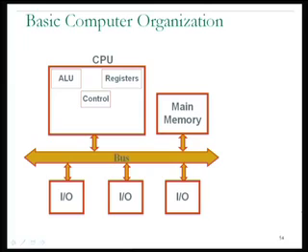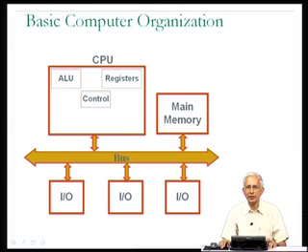Welcome to lecture number 4 of the course on high performance computing. Let me remind you quickly what happened in the previous few lectures. We have been looking at the basic organization of a computer. You'll remember that there are 3 main parts to a computer: the CPU, the main memory, and the I/O devices.